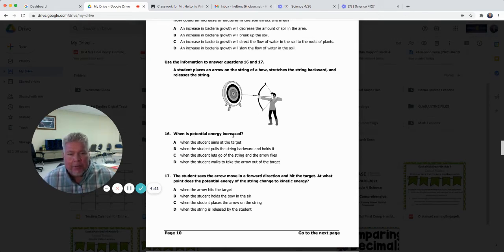Okay, remember potential is not moving. So it's like a rubber band. Remember we use our rubber bands to show potential energy. So when he pulls the string backwards and holds it, looks like the right answer. Let's read the other answers.